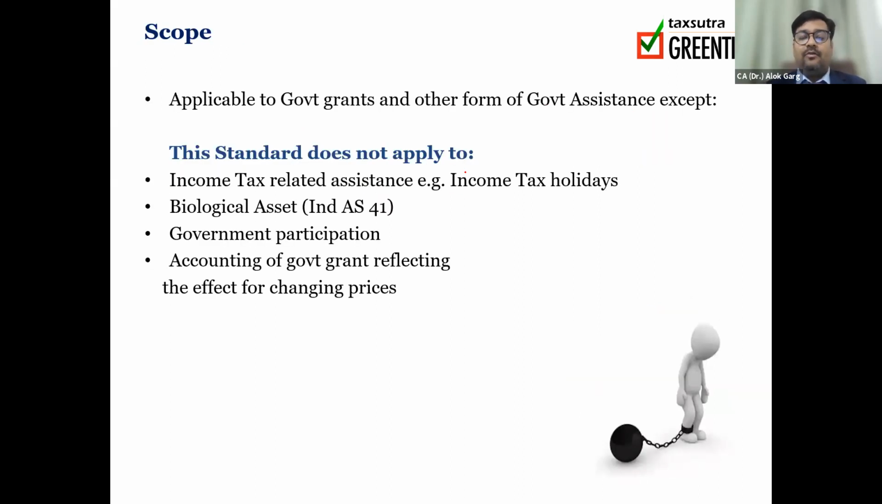Coming to the scope part, on which area this standard is applicable. So this standard is applicable to government grants and other forms of government assistance, except. So wherever any support from the government is there, wherever the government is transferring any resources either at a subsidized rate or free of cost, then this standard will be applicable, except some situations. What are those situations? If the government is providing some tax holidays, for example, you must have heard about section 80IA, 80IB, where if the company is installing its plant or factory in a rural area, probably the government will provide a tax holiday period.